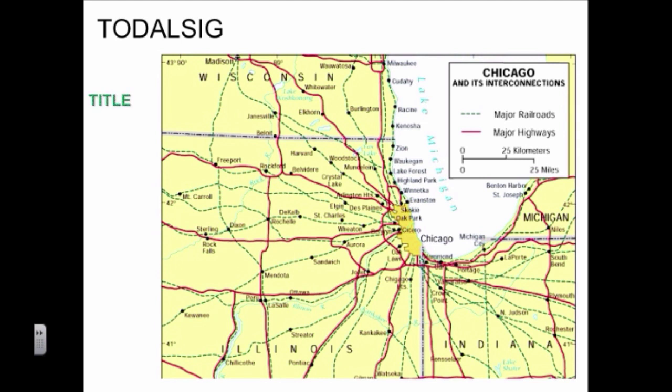T is for title. You can see very easy, Chicago and its interconnections. Very simple. Next thing you need to look at is O for orientation. Since you do not see it here, I'm putting in the compass rose. That shows you where north is pointing. So north, south, east, and west. Very important.